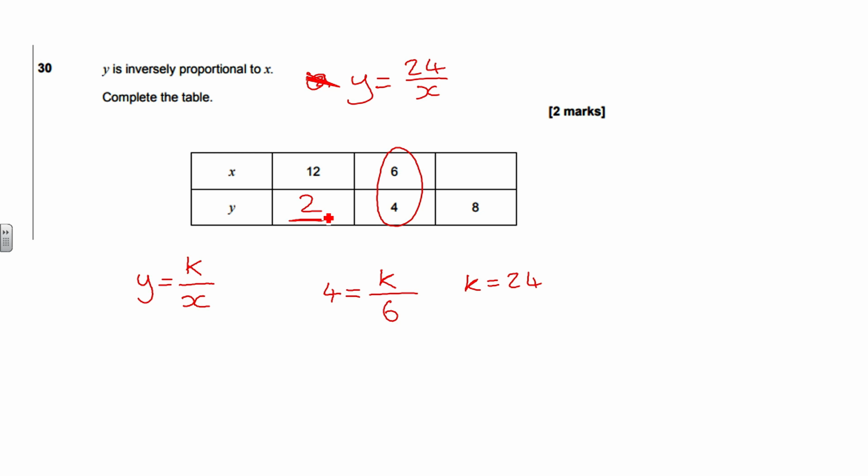Now this is going to be a little bit trickier to work out the x. So I know that the 8 is 24 divided by whatever the x is. So what do I divide 24 by to get 8? So 24 divided by 8 is 3. There we go. And there's the two missing numbers, 2 and 3.